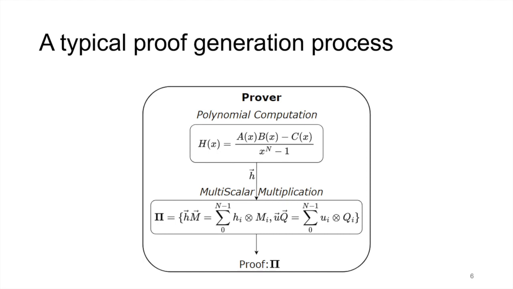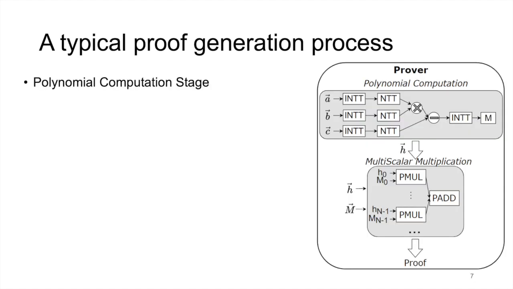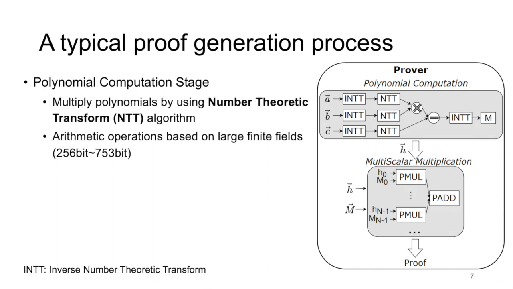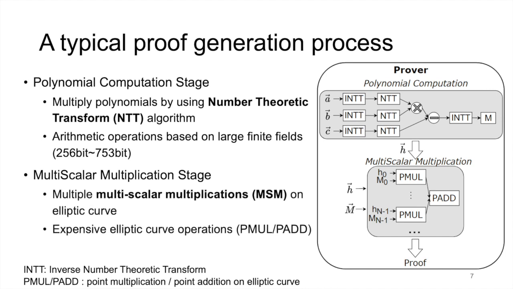A typical proof generation process in prover mainly contains two stages, polynomial computation stage and multi-scalar multiplication stage. More specifically, for first stage, prover multiplies polynomials by using a number-theoretic transform algorithm, and all arithmetic operations are based on large finite field. For next stage, prover performs multiple multi-scalar multiplications based on elliptic curve, and each MSM entails many point multiplication and point addition operations, which are very time-consuming.